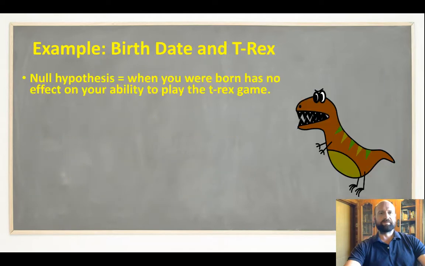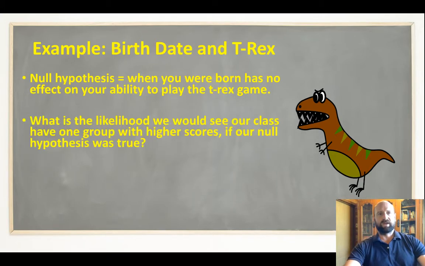All right. So our null hypothesis for the birth date and T-Rex would be that there is no effect, right, on your ability to play the T-Rex game. And so what would be the likelihood we'd see our class have a group with higher scores if our null was true? So if we're Jan to June, what's the likelihood that they would have a higher score if the null hypothesis was true, that there is no effect there, right?